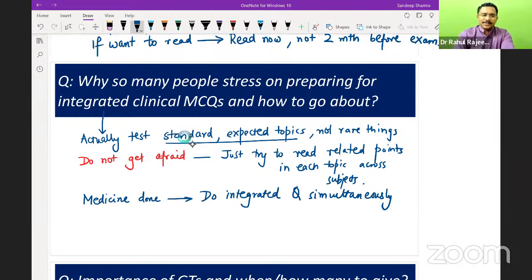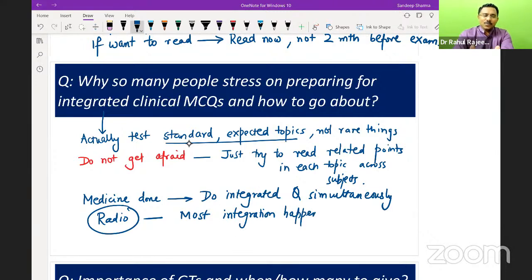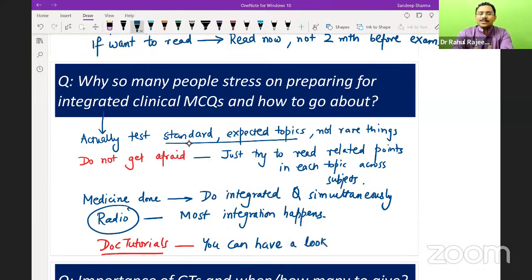So definitely, this time we have done a lot of integrated videos in the DocTutorials app as well. So I would urge the students to go through them, because you will get a feel of how two subjects can be integrated. And we have done multiple such videos. When you watch those videos, you will understand that we are trying to make it simple for you and not complicated. We have just focused on core topics. It's not like we have just tried to integrate on any random topic.